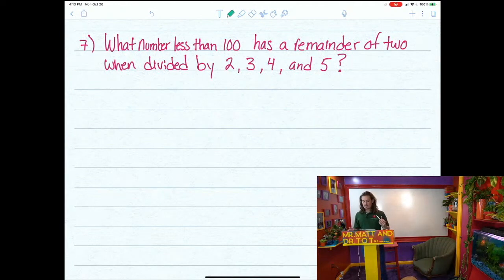I'll give you 1 minute and then I'll give you some hints because this problem seems a lot trickier than it is.